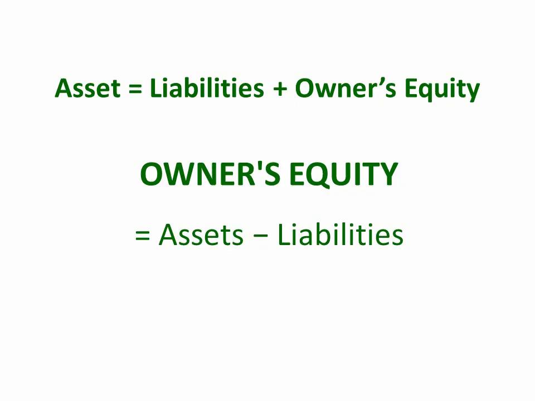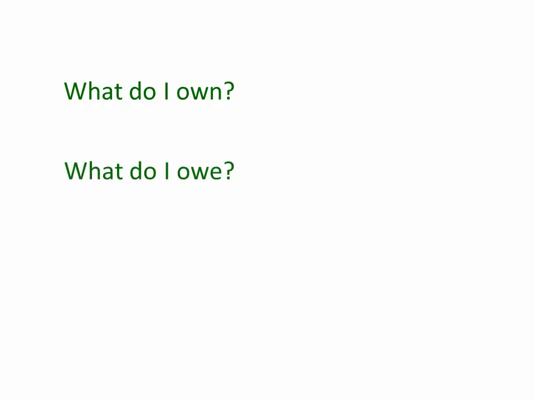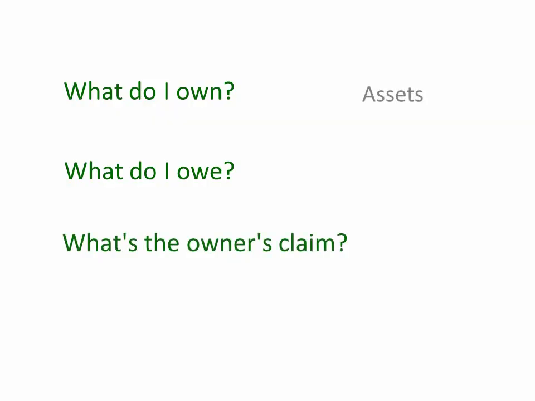Remember our first lesson? We asked two simple questions. What do I own? And what do I owe? Now we can add one more question. What is the owner's claim? What I own gives us assets, what I owe gives us liabilities, and what remains for the owner is owner's equity.